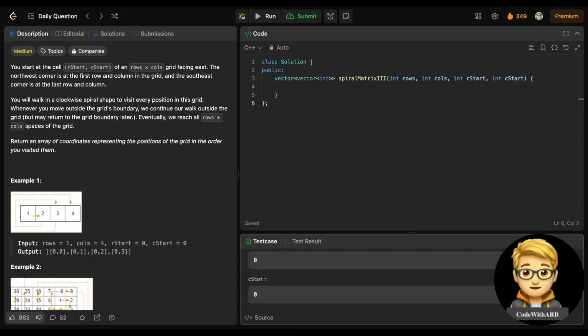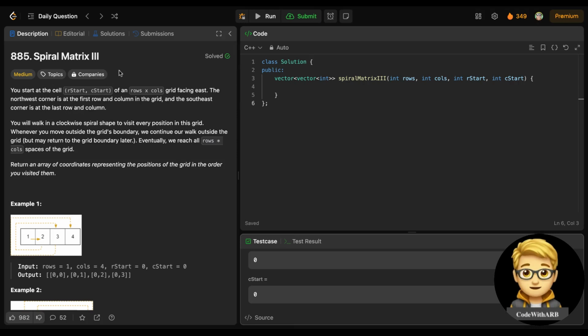Hello everyone, we will solve today's LeetCode problem. The question is LeetCode medium. Let's see what the question is asking. The question is Spiral Matrix 3.